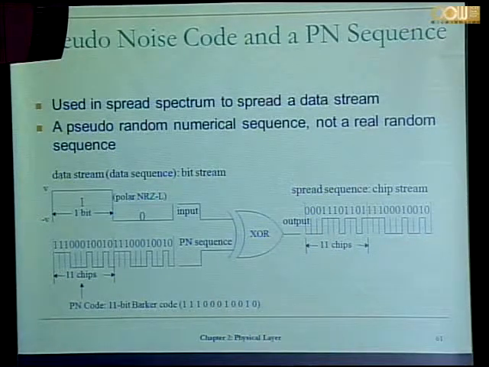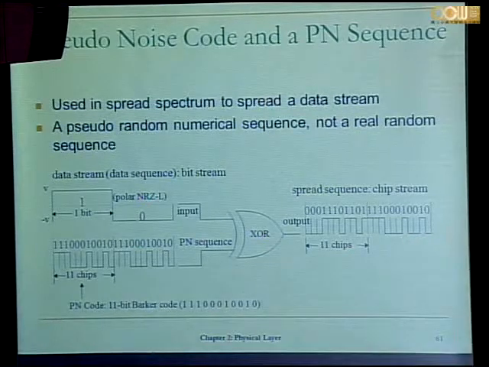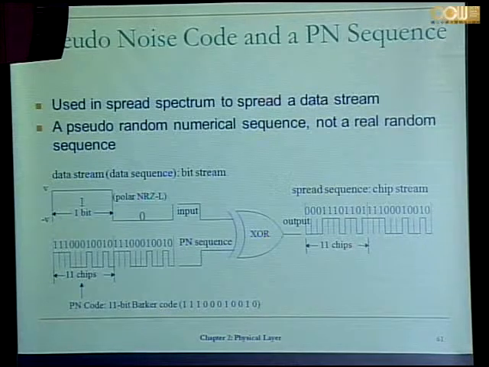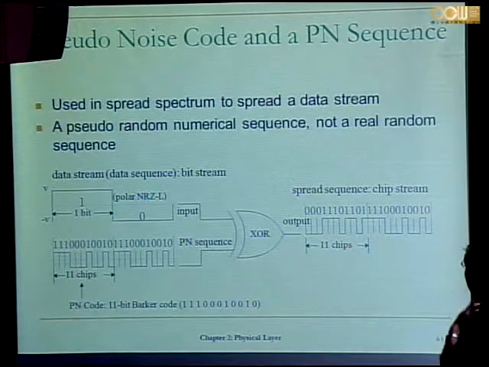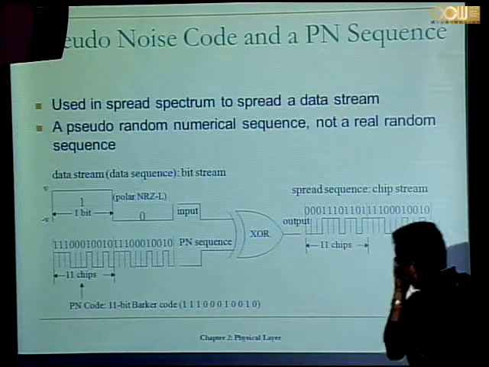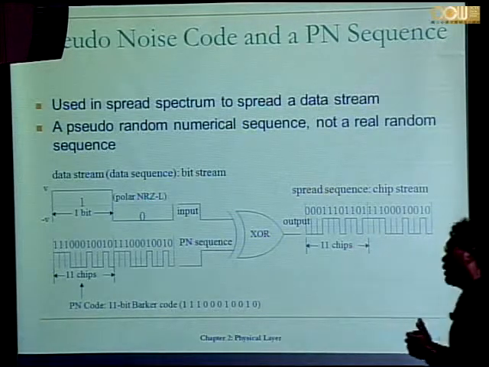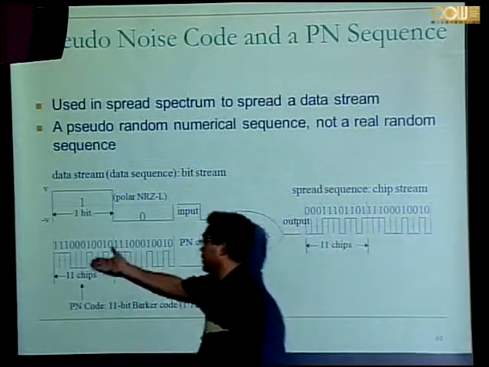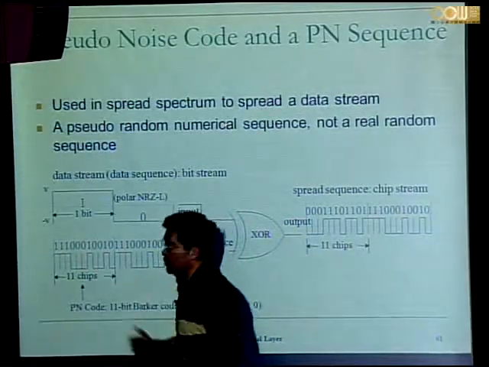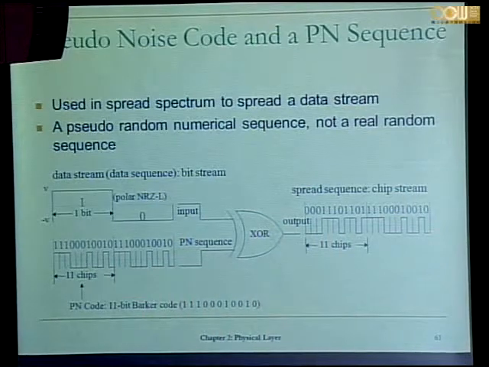So in a sense, I'm spreading the bit into 11 bits. And that's called the PN code, the pseudo noise code, and the PN sequence, pseudo noise sequence. And then you will ask one question: what pattern should I use? What kind of pattern should I use? The 11-bit code. What kind of sequence should I use?